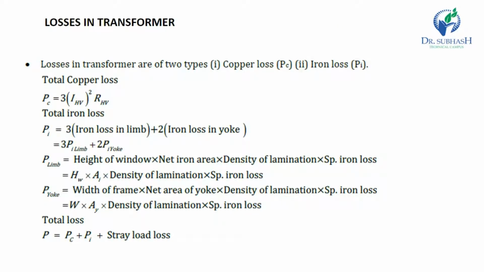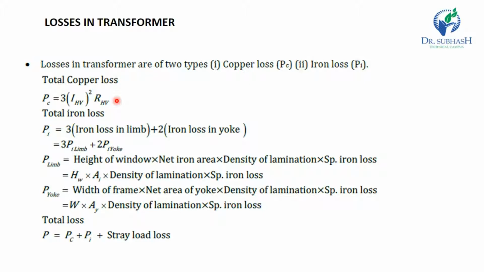Now see here, losses in transformer. We know that efficiency depends on losses. If losses are less, efficiency will be maximum. In a transformer, there are two types of losses, copper loss and iron loss. The total copper loss is equal to Pc = 3 I_HV squared R_HV, where I_HV is the current of the high voltage winding and R_HV is the resistance of the high voltage winding.